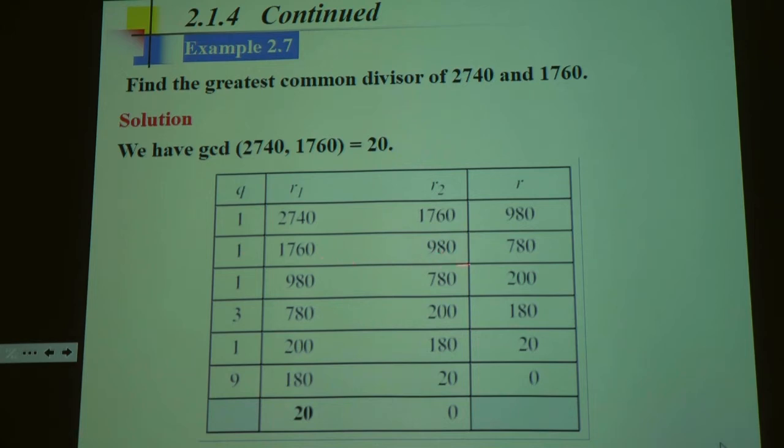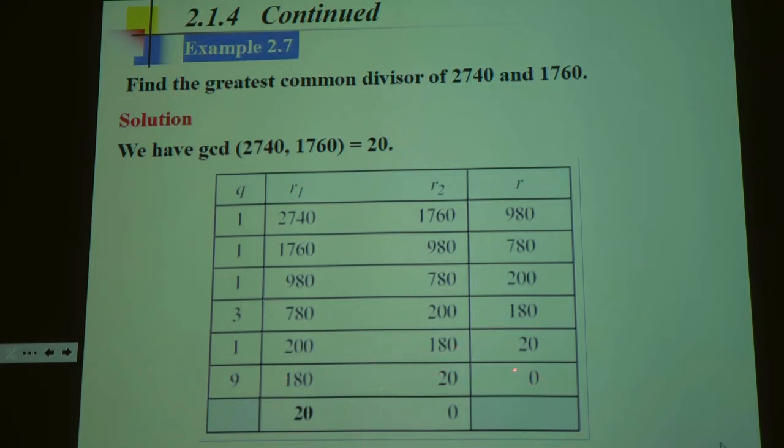You do the process again. The remainder is 780. You move the 780 here, and the 980 here. You do the process. How much is the remainder? 200. You move the 200 here, the 780 here. How much is the remainder? 180. You move the 180 here, 200 here. Remainder is 20. You move the 20 here, the 180 here.